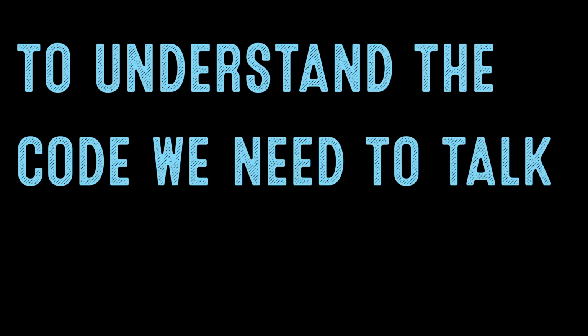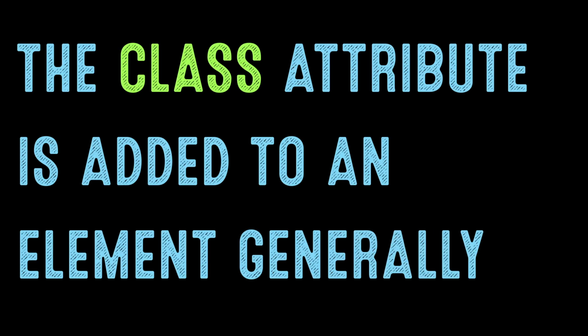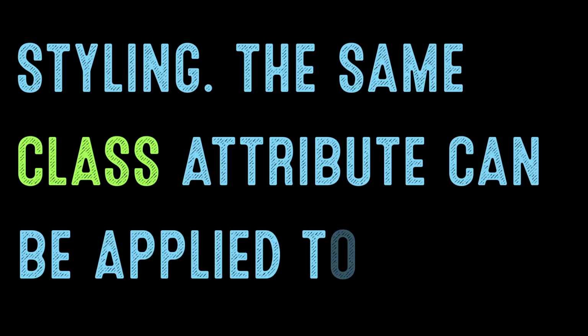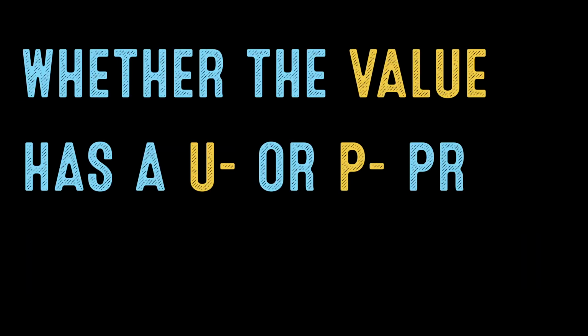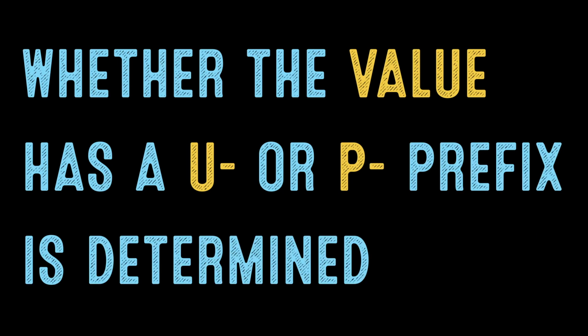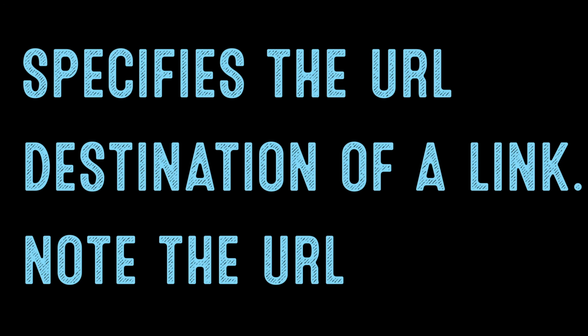To understand the code, we need to talk about two attributes. The class attribute is added to an element generally for the purpose of being able to target that element for styling. The same class attribute can be applied to any element, but for microformats, the values are predefined. Whether the value has a u- or p- prefix is determined by the type of h-card information. The href attribute specifies the URL destination of a link.